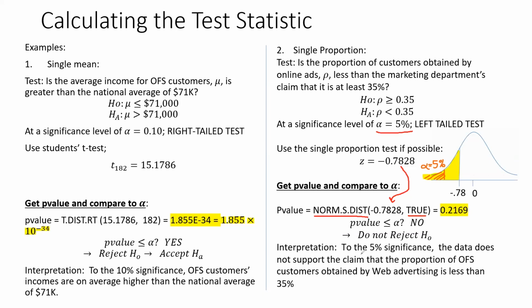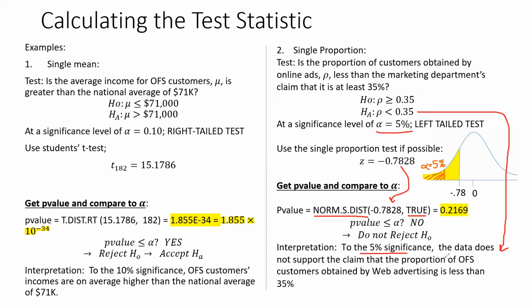So the interpretation is that to the 5% significance, the data does not support the claim that, now because I did not reject the null, what I state here is the null written in words. Okay. To the 5% significance, the data does not support the claim that the proportion of OFS customers obtained by web advertising is less than 35%. Oh, sorry, I wrote the alternative version. You can do that as well. You just have to be careful the way you don't get into a double negative scenario. Okay.